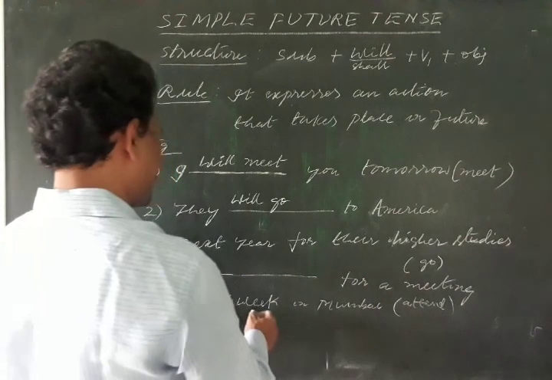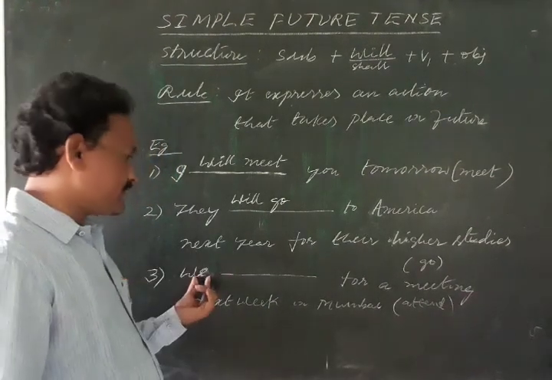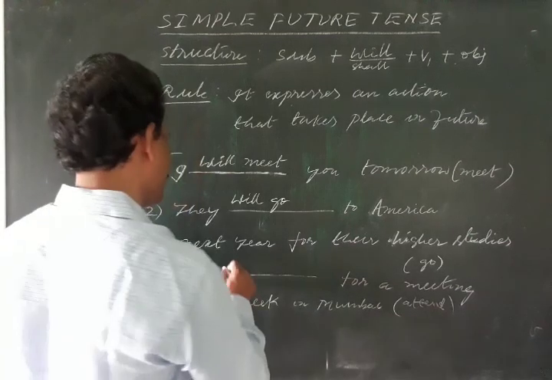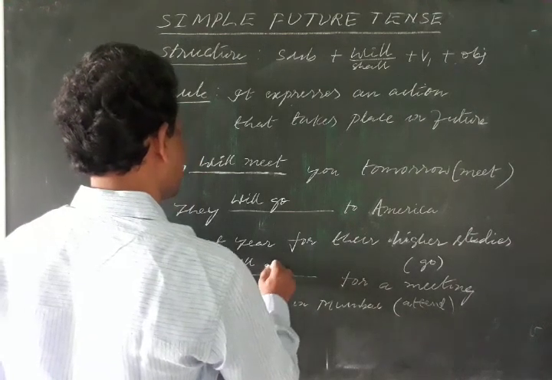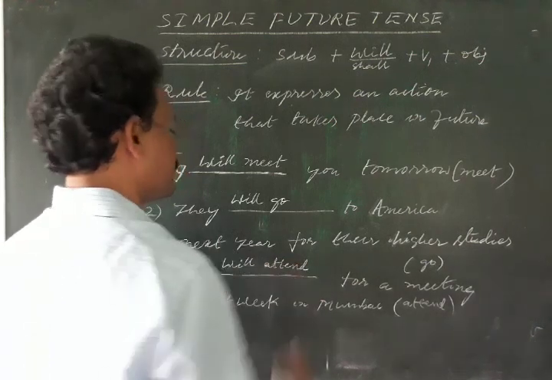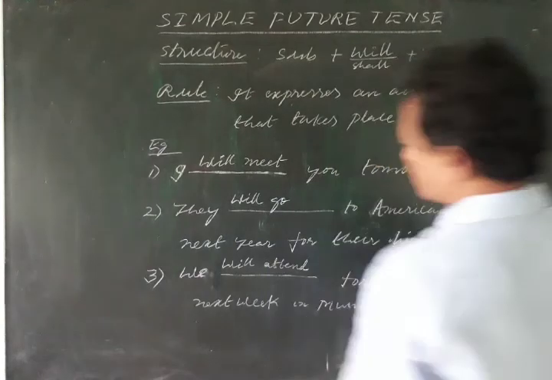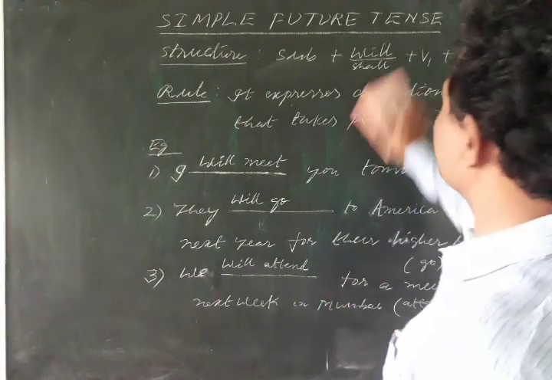What is the subject? Next week, keyword. What is the keyword? Next week. Subject we, verb attend. So we will attend a meeting next week in Mumbai. This is simple future tense. Okay.